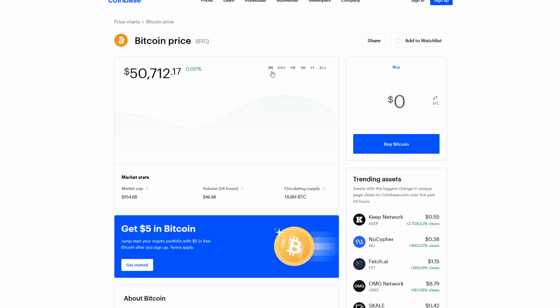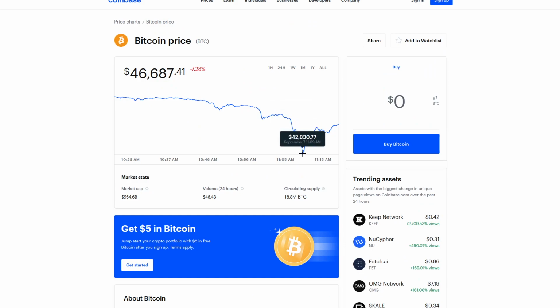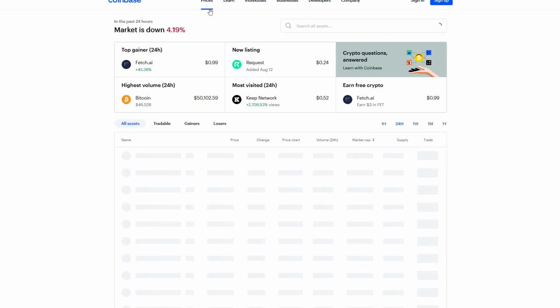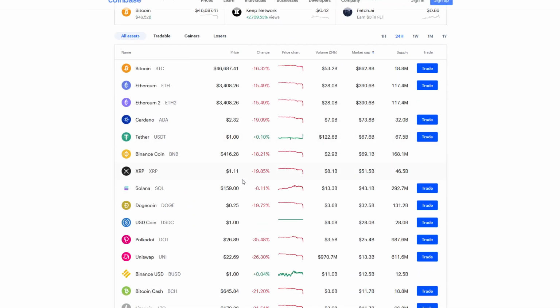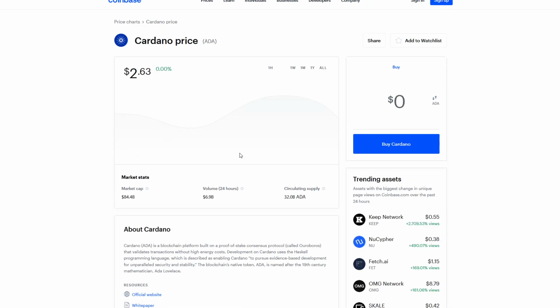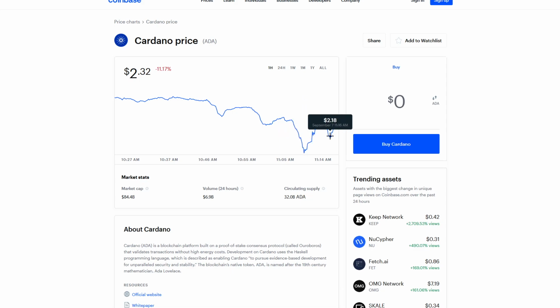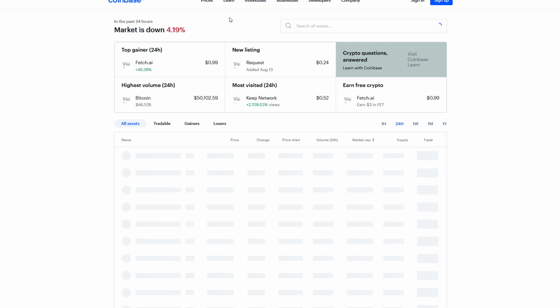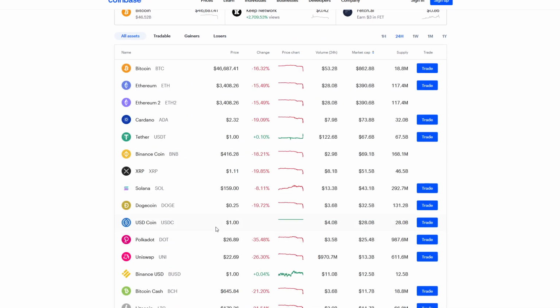If we take a look at the 1 hour chart on Coinbase, you can see that we found the bottom around $42,830. So it bottomed out already and is making a recovery, hopefully to even a new all-time high across the crypto space. This last hour has been absolutely crazy volatility wise. We saw Cardano drop all the way down to $2, push back up to $2.36, and just continue around that $2.30 range. Like I said, we could see more dips coming.